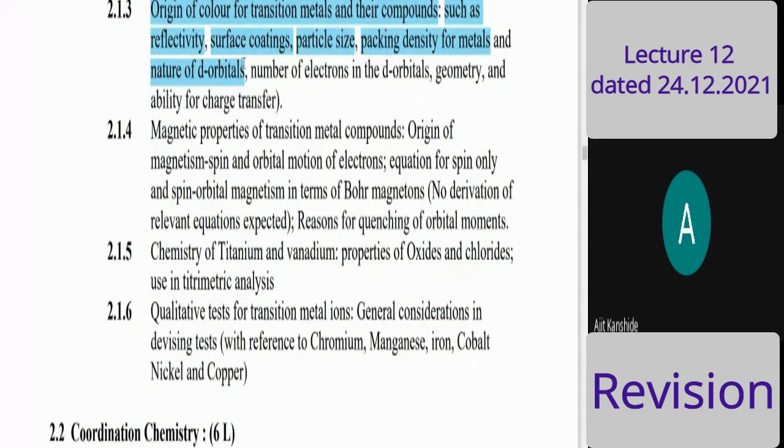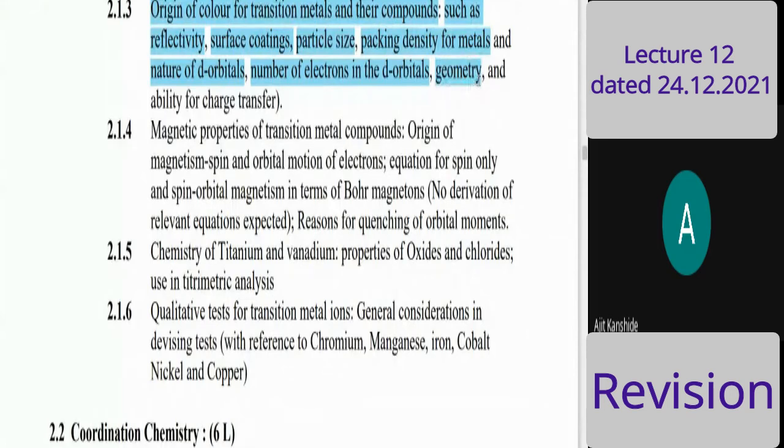dxy, dyz, dxz, these three are non-axial orbitals. Listen now, non-axial. And further two are there, dx square minus y square and dz square. Those are axial orbitals. So those are the d orbitals. And the color of the compound will depend upon the number of electrons in d orbitals, and whether electrons are there or not. What is the geometry of that compound?